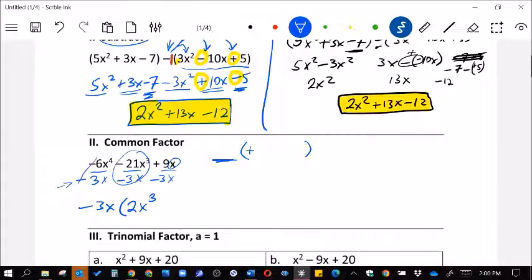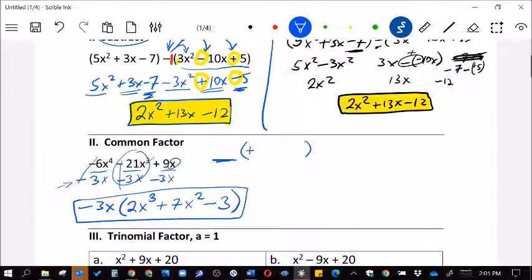On the next one here, the negatives will cancel. 3 goes into 21 7 times, and one of the x's from the top is canceled by the x on the bottom. So we get a 7x squared. And here it's a plus and a minus, so that means it'll be negative. 3 goes into 9 3 times, and the x's cancel out. So in this case, we get negative 3x, and then in parentheses, 2x cubed plus 7x squared minus 3.